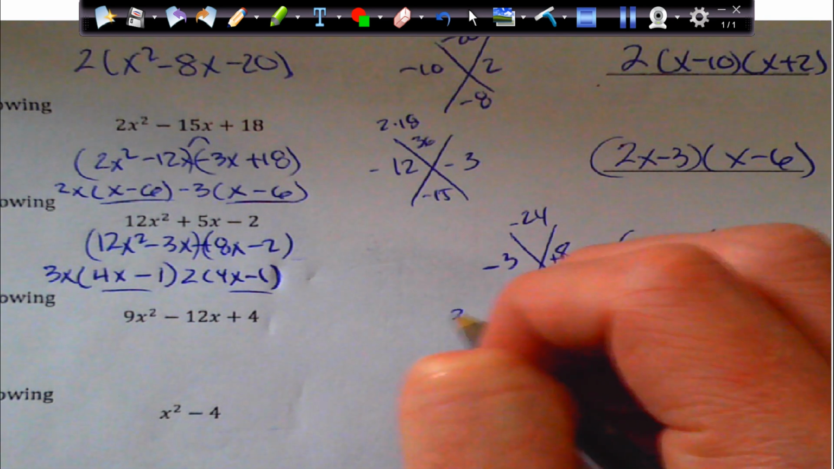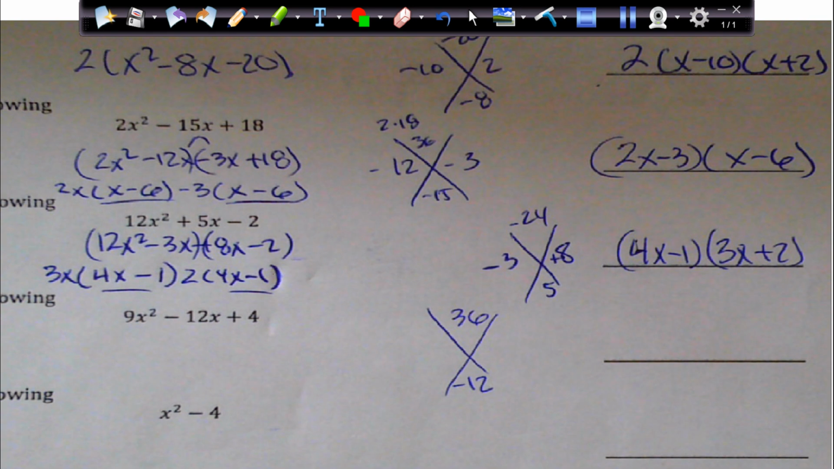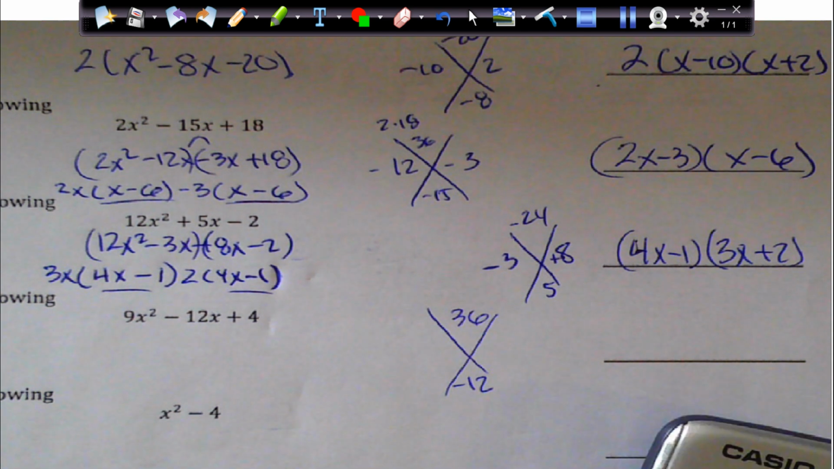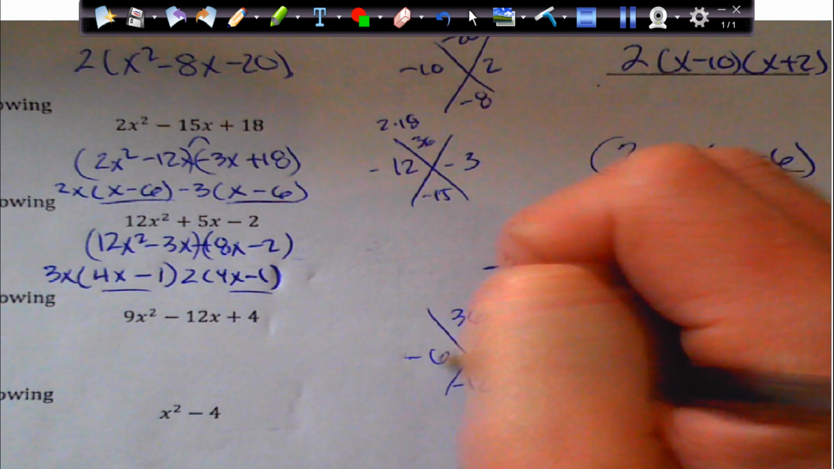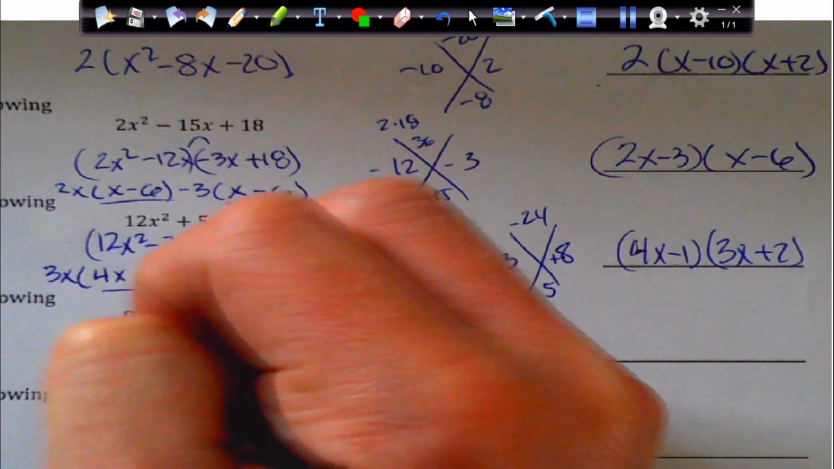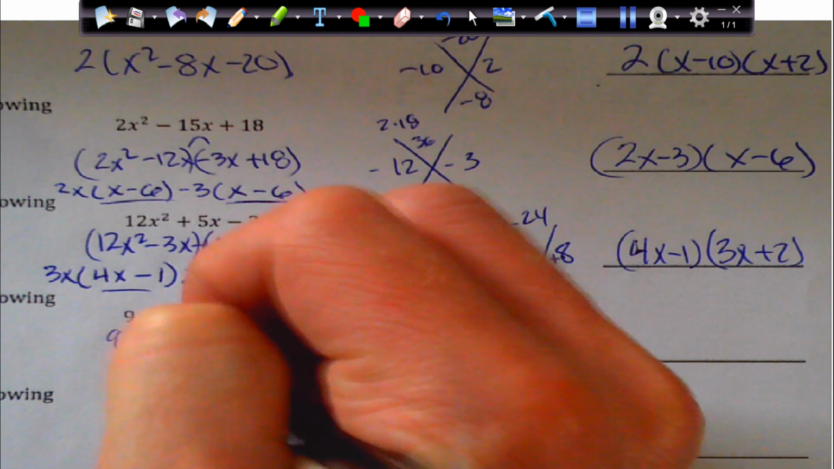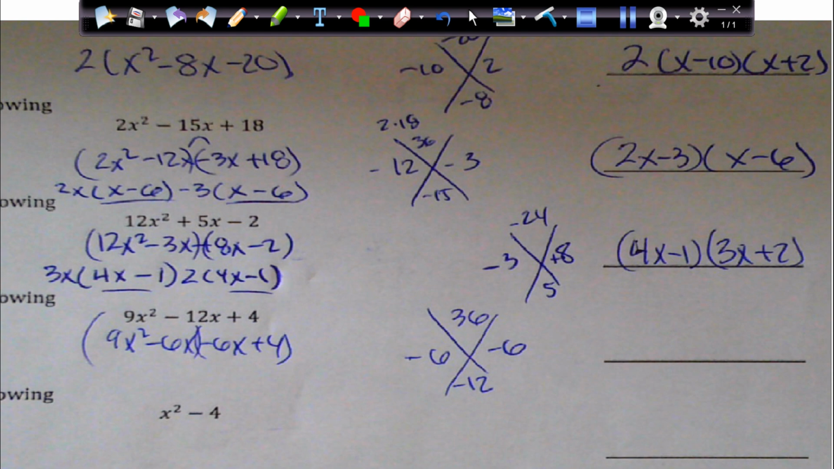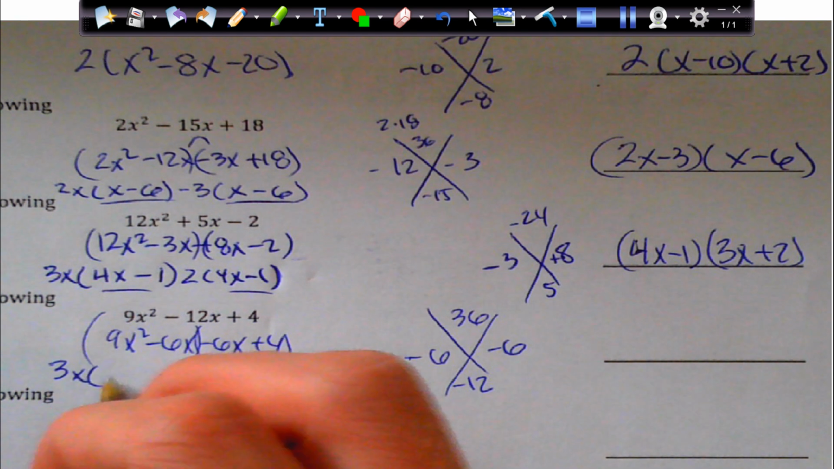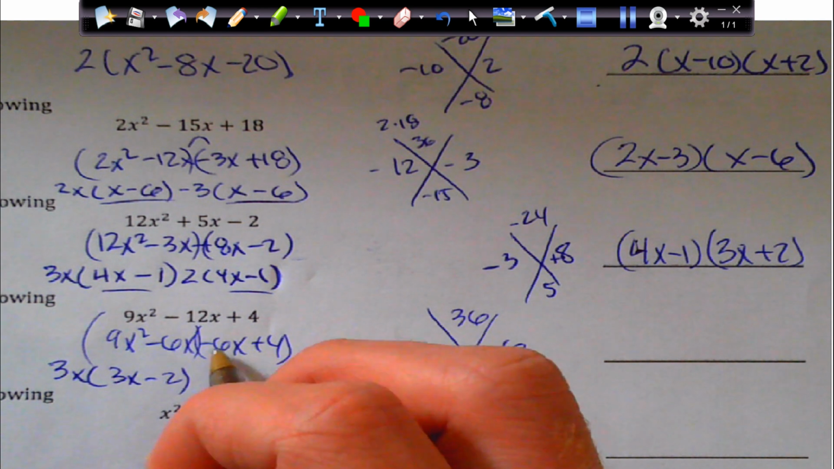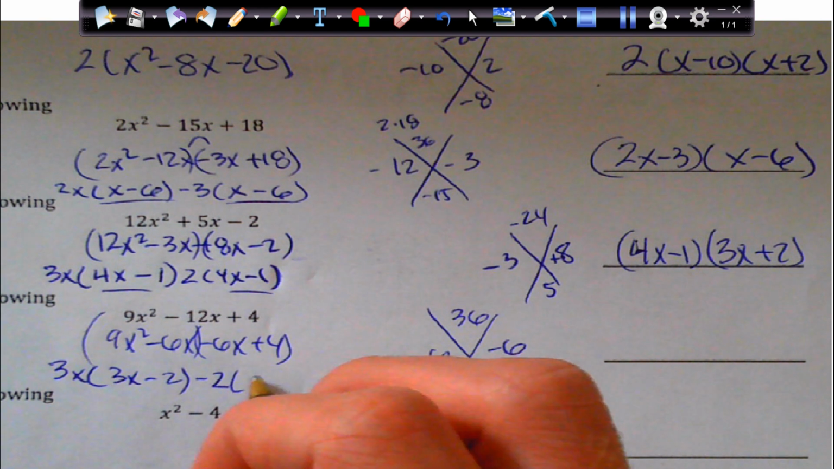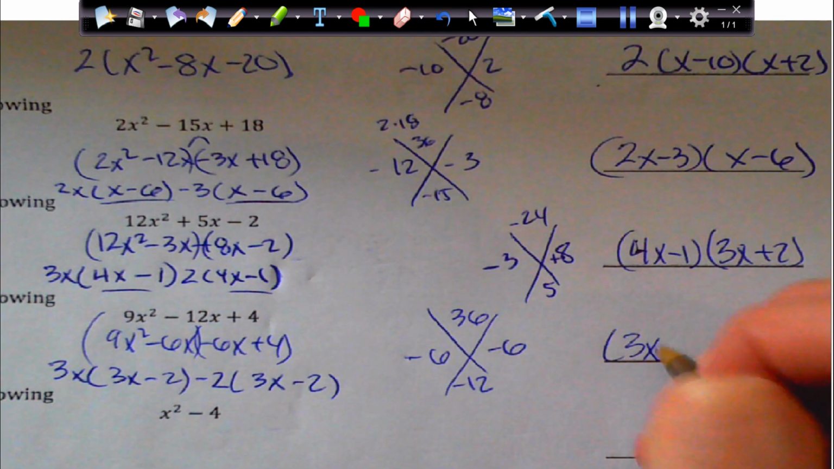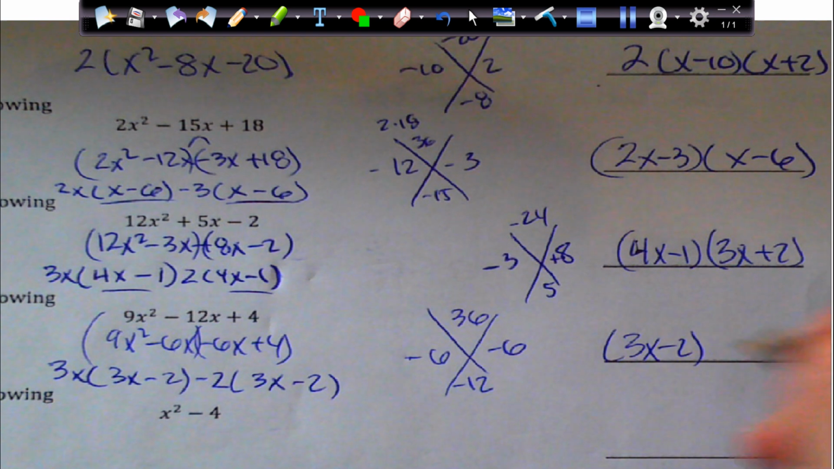9 times 4 is 36 and negative 12. Oh gosh, that's so similar to our last one. I'm thinking, I don't know. Let's see. 36. Oh, negative 6 and negative 6. That would probably work, right? Yeah. Okay. So 9x squared minus 6x minus 6x plus 4. We pull out, I think, a 3x. So that's 3x minus 2. Pull out a negative 2, gives me 3x minus 2. So 3x minus 2 twice, and then the leftovers are 3x minus 2.